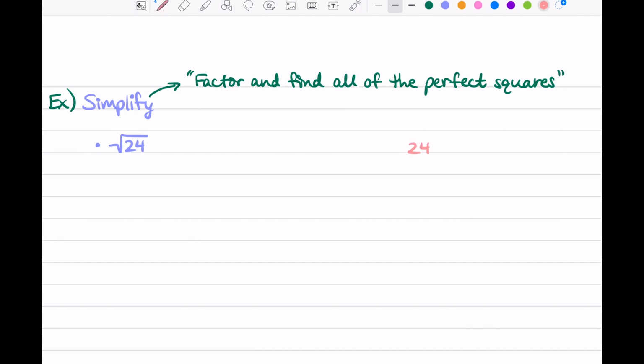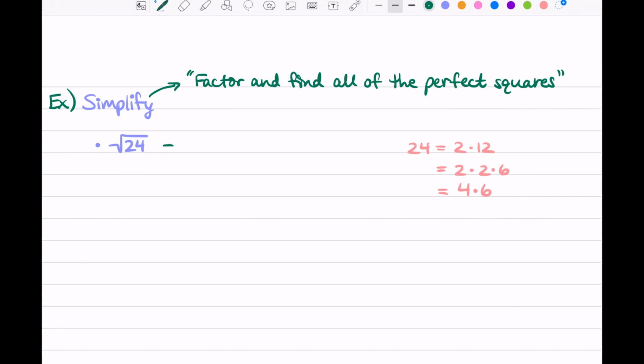So 24 we can factor as 2 times 12, and we can factor this further. 12 is 2 times 6, so we can write this as 2 times 2 times 6. And if you notice, we have a whole number squared, which means we have a perfect square here. So this is equal to 4 times 6. And since 6 factors to 2 times 3, we don't have any more perfect squares.